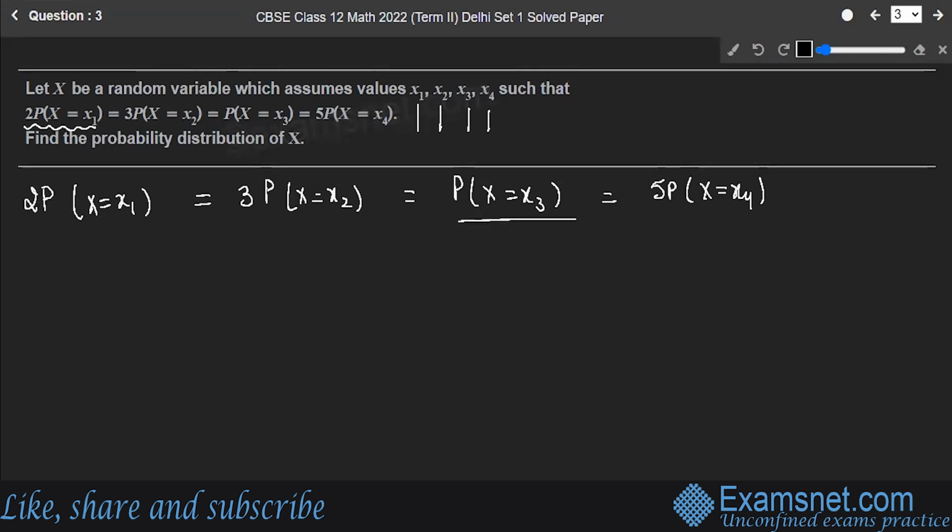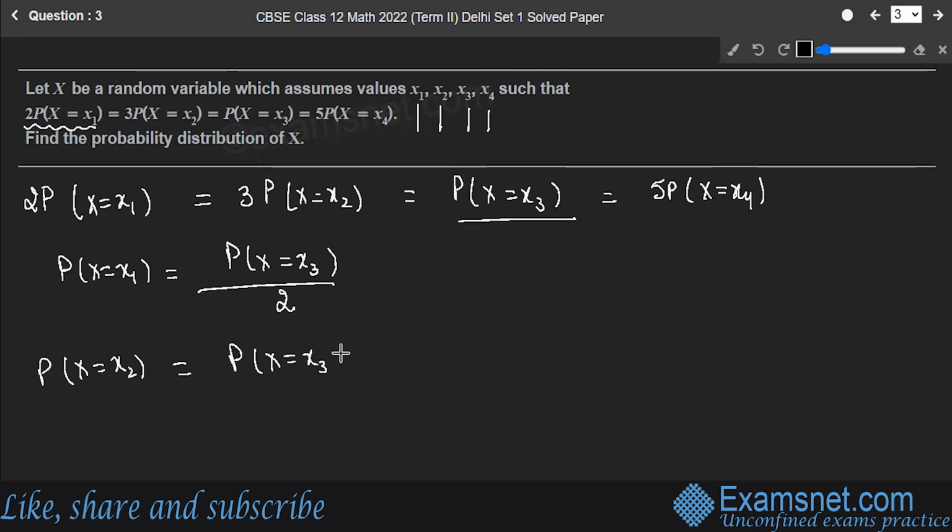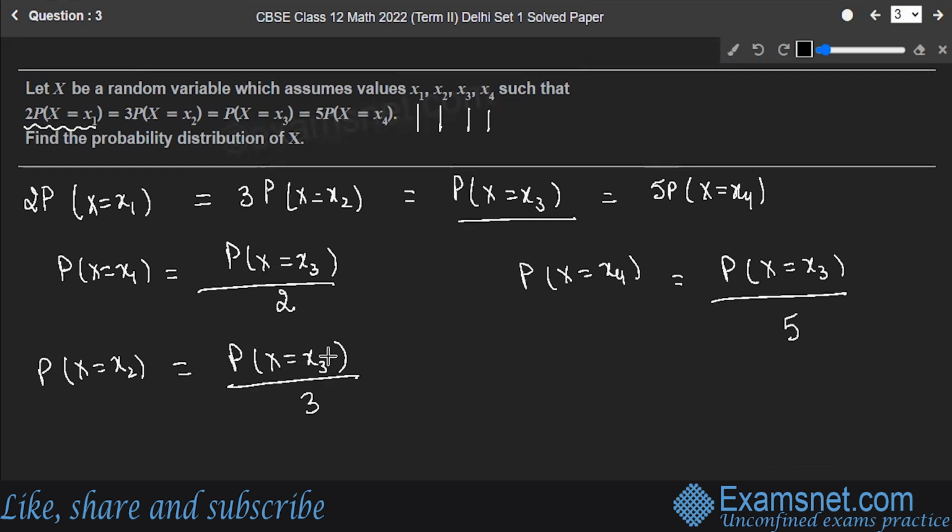Fine. Now see, this is having the coefficient 1, so I'll bring everything in terms of probability x is equal to x3. You can write down probability x is equal to x1 is equal to probability x is equal to x3 upon 2. Probability x is equal to x2 is equal to probability x is equal to x3 upon 3. Probability x is equal to x4 is equal to probability x is equal to x3 upon 5. Okay, I hope you got these three equations, like you understood them. These three equations are there.